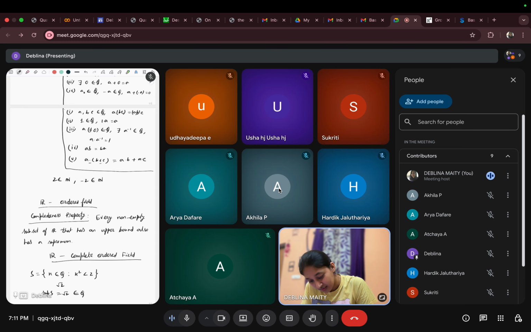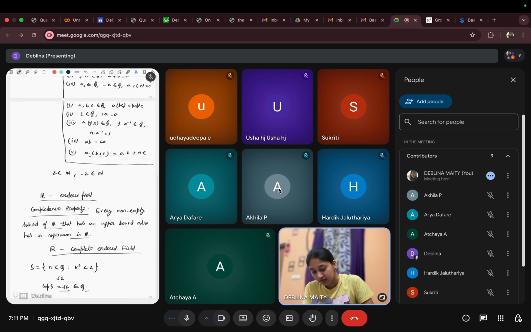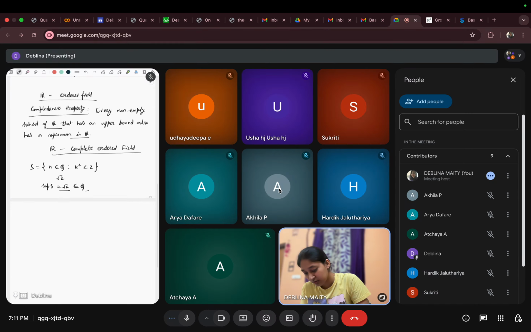Oh sorry, this also has a supremum in R. It means the supremum also belongs to the set R. Here this supremum, which is root 2, does not belong to Q. That's why Q is not complete. So Q is not complete, right? So you understand this? Okay.